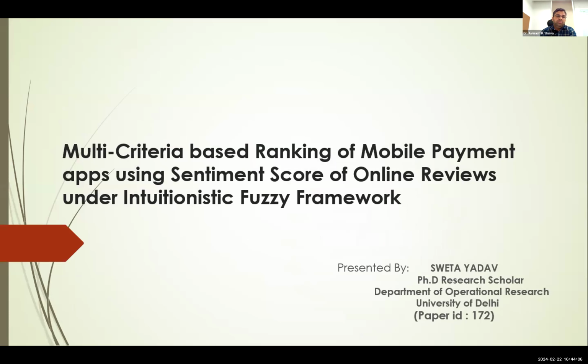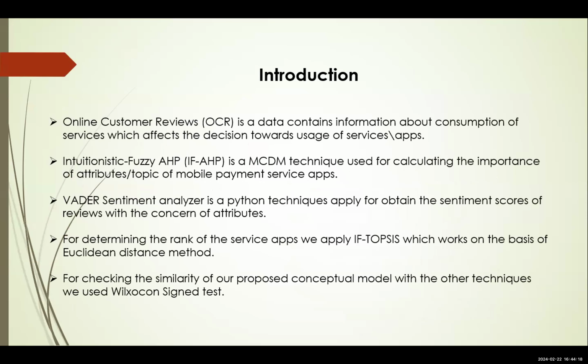So my paper title is Multi-Criteria Based Ranking of Mobile Payments Apps Using Sentiment Score of Online Reviews under Intuitionistic Fuzzy Framework. In this paper, I have taken the online reviews of 5 mobile payments apps: PhonePe, Paytm, Google Pay, Bhim Pay, and Bharat Pay. Online customer reviews contain information about consumption of services, which affects the decision toward using service apps. Using Intuitionistic Fuzzy AHP, we calculate the importance of attributes of topics of mobile payment service apps.